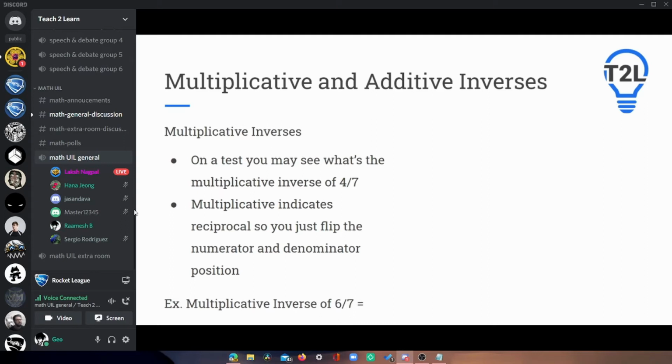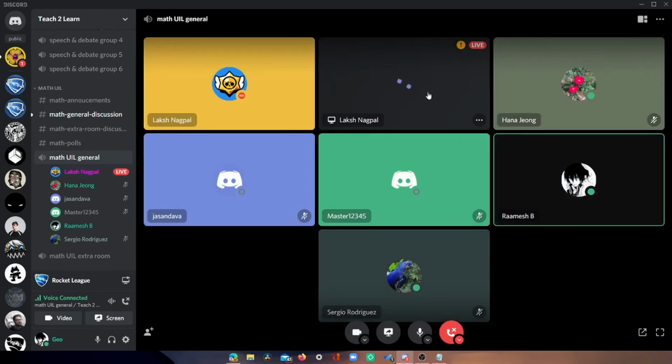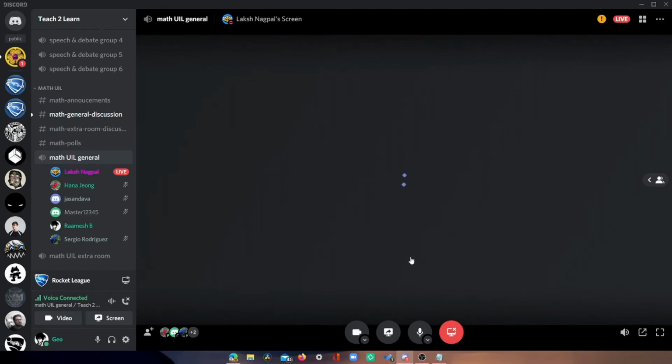Sorry, what? Can we bring up the additive inverse information on the right? Is my screen not updating? I think my screen's not updating. That's fun. Okay, I'm going to keep explaining.